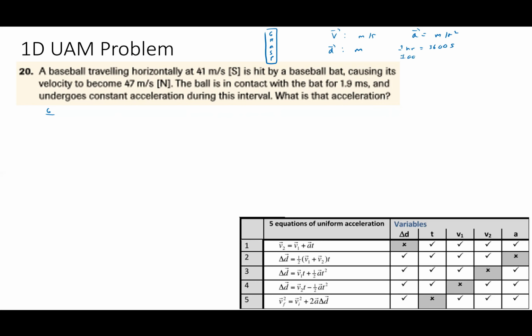You know that there are 1,000 meters in 1 kilometer. Then going on from there, you have to do dimensional analysis with conversion factors and convert it into the other appropriate units. Anyways, what we're given here is that the baseball is traveling horizontally at 41 meters per second south.